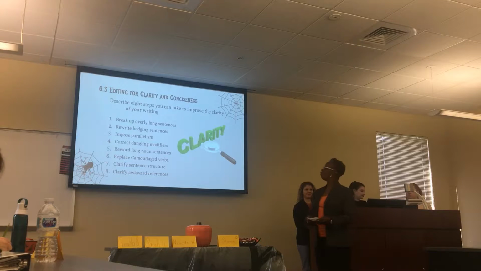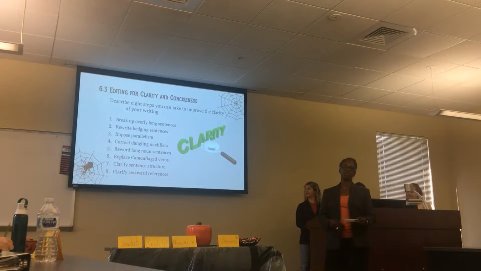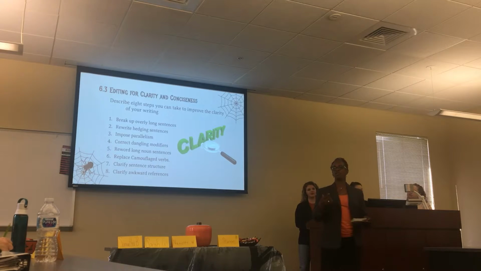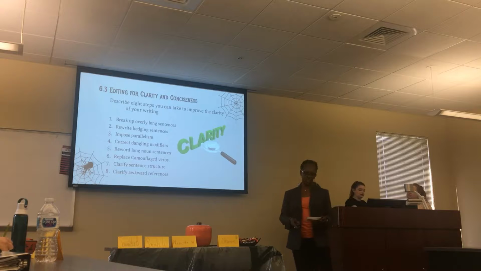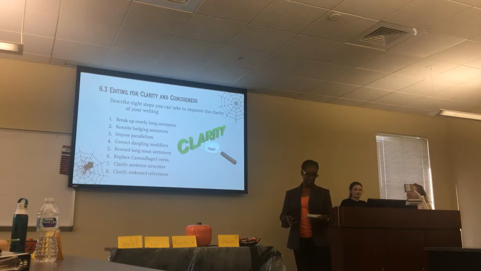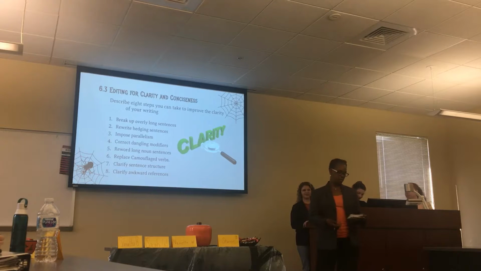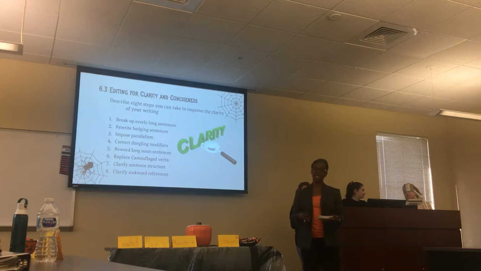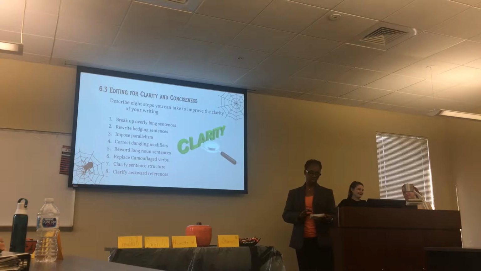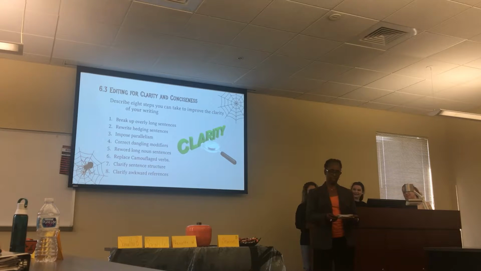And number 6, replace camouflage verbs. And that's when you're changing verbs into nouns. So you need to watch for the words that end with ing, ion, tion, ment, and ent. These kinds of endings can change the verbs into nouns, so you have to be careful of that.